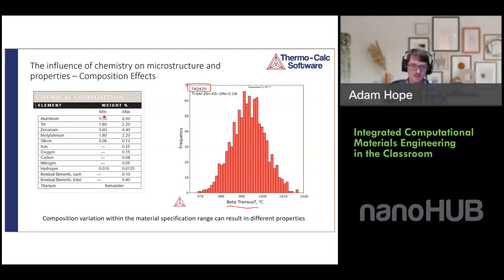We can take the chemistry spec here and calculate the beta transus with a tool like Thermo-Calc across this chemistry spec range. We can generate maybe a normal distribution of chemistries that fit in this spec range and then calculate the beta transus. You can see there's a pretty big variation, almost 50 degrees Celsius at the tails. So it's possible that you could get a material that's in spec, but the beta transus is quite low, and your heat treatment was supposed to be below the beta transus, but now you're heat treating above it, for example. That could be a problem.